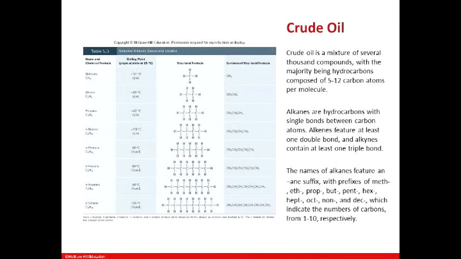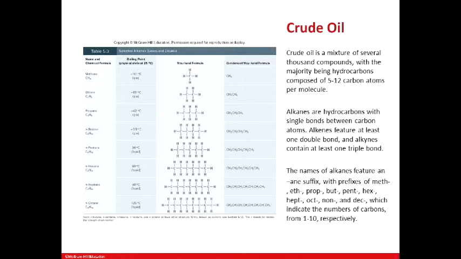Okay? Crude oil. So we have coal and we have crude oil. And the crude oil is what we use for the burners as well. So let's just read through this first, then we'll talk about this. Crude oil is a mixture of several thousand compounds, the majority being hydrocarbons composed of 5 to 12 carbon atoms. This is important to note. That's what a crude oil is. So most of 5 to 12, okay, is what the crude oils burn.